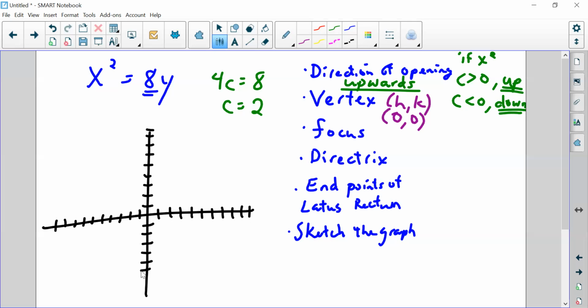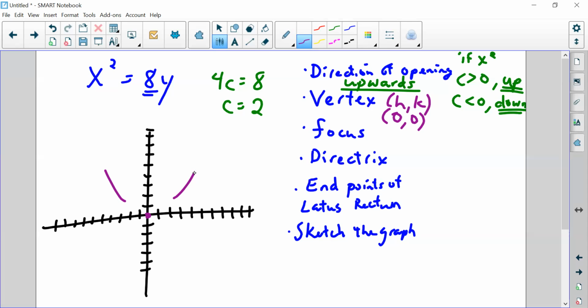Okay, so I've already figured out that my vertex is 0, 0. And I know my graph is going to be opening in the upwards direction. So I know it's going to be going up something like this. I'll figure out exactly how it's going to go in a moment, but I know it's going to go in that area. And I also know the focus is always inside the parabola. That's something to remember. Focus is always inside.